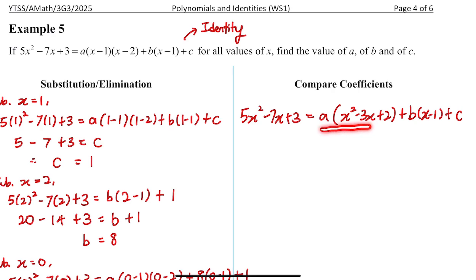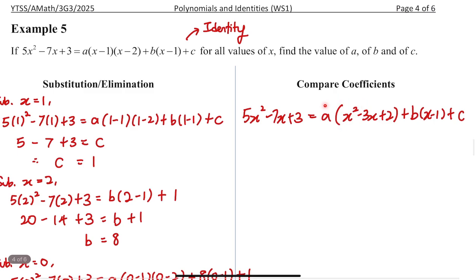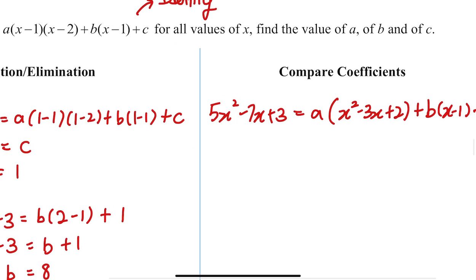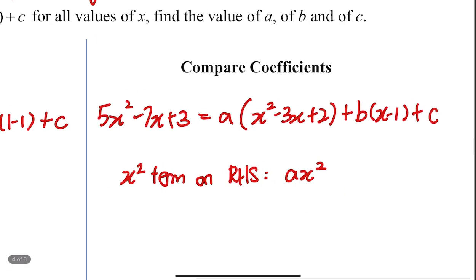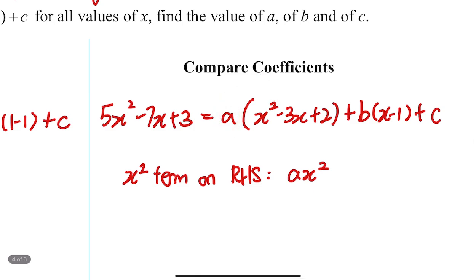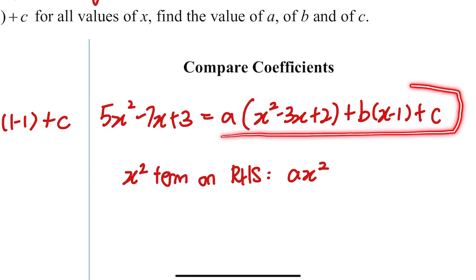If I observe the right side over here, you notice that there is only one term with x squared. If I expand this a out into these brackets over here, I will only have one term with x squared, which means the x squared term on the right hand side will be simply ax squared. By observation, I hope that you can see that. By expansion, the x squared term on the right side will be ax squared. There is no other expansion because there is no other x squared term over here.